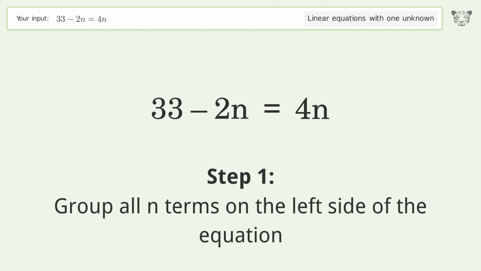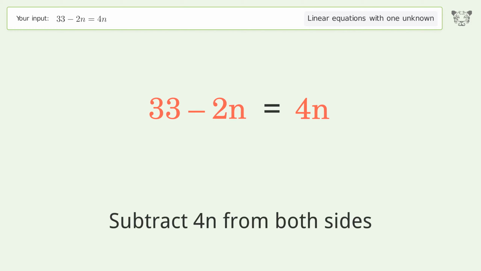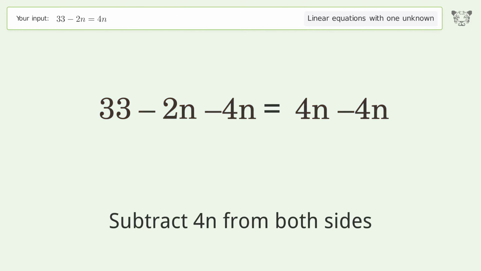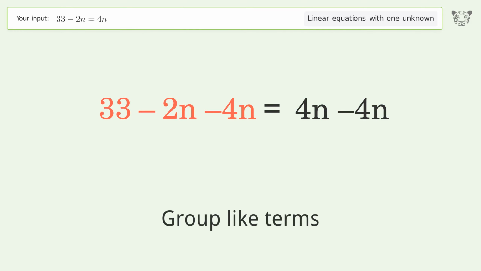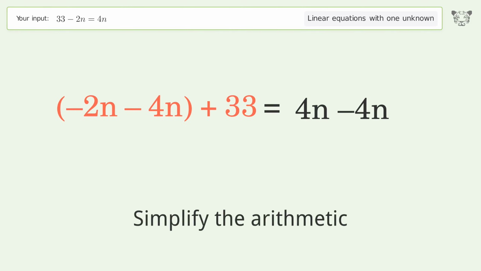Group all n terms on the left side of the equation. Subtract 4n from both sides. Group like terms. Simplify the arithmetic.